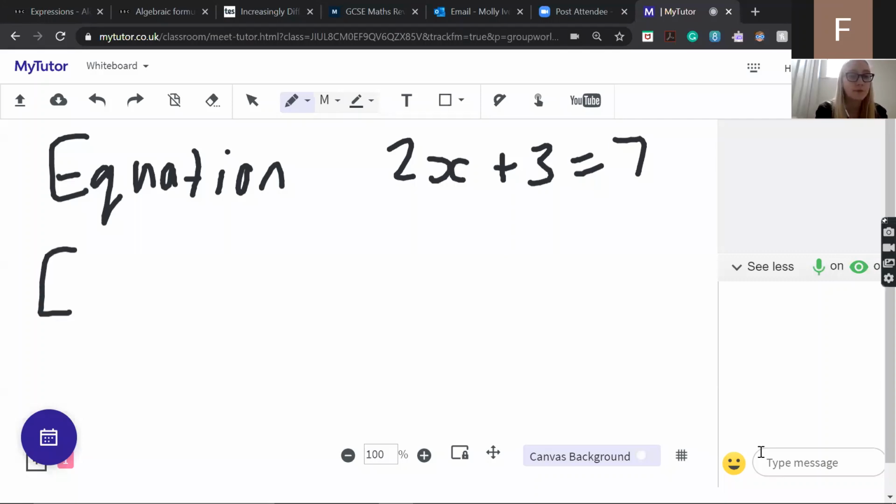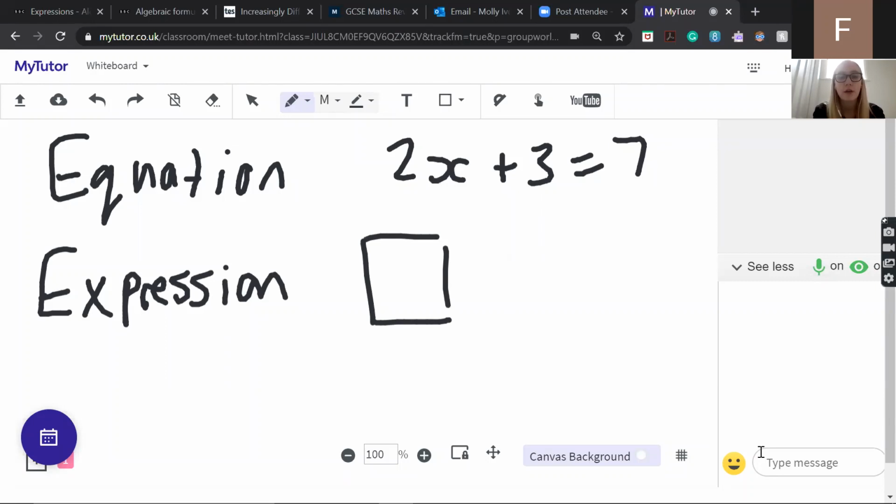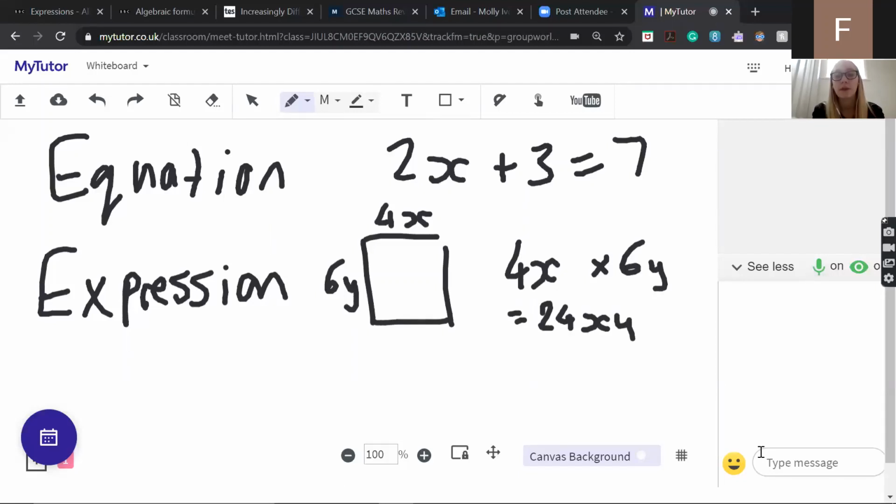An expression doesn't have an equal sign. It's just a way of representing something. So for example, an expression for the area of this rectangle would be 4x times 6y, or 24xy. That's just an expression. We don't know what that's equal to. It's not an equation. It's just a way of representing the information in a short, condensed way.